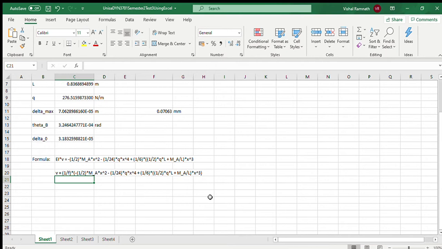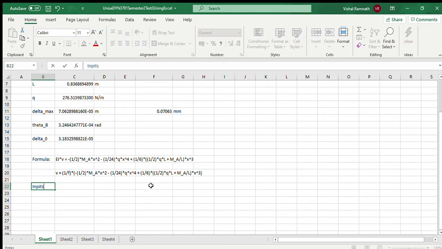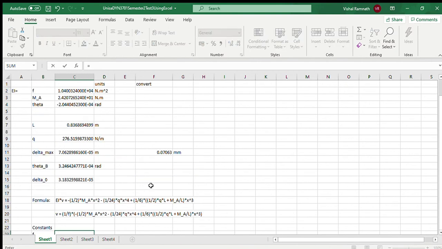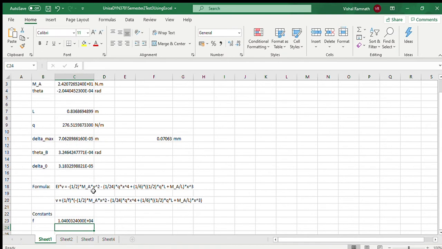So let's see how we would work that out. We obviously need the value for F, we need the value for MA, we need the value for Q, we need the value for L, we need the value for X. So these are the inputs into the formula that we need to look at, the constant inputs. The constant F, which we know, is a constant that we are looking for.